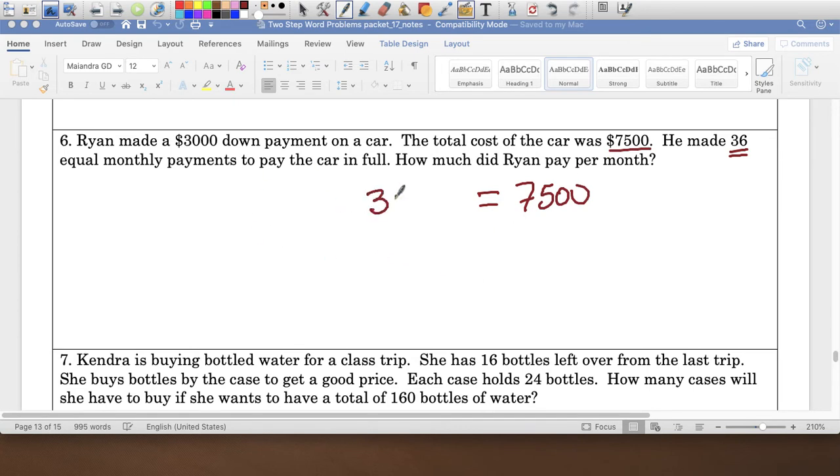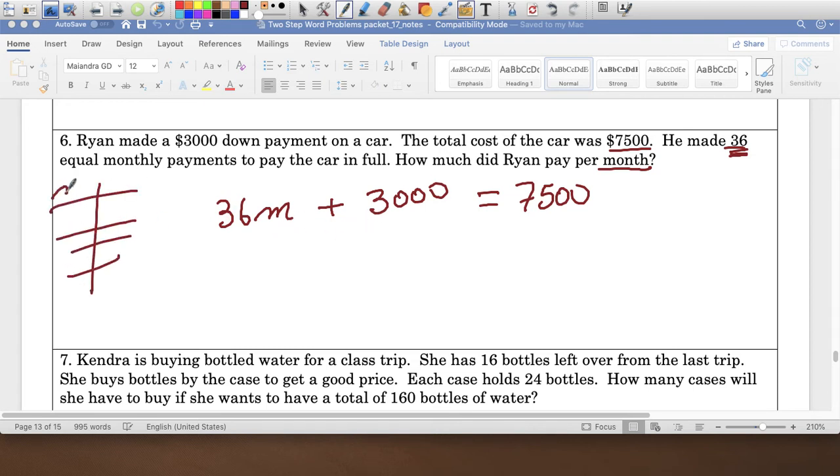Right? So how much did you pay already? Well, you paid $3,000. So what else are you going to pay? So we want to know how much we paid per month, right? How many months are there? Well, there's 36 months. That's my equation. 36 times an amount that I paid every month plus the $3,000 that I gave initially should equal my car value. So the variable is M times 36 plus 3,000 equals 7,500.